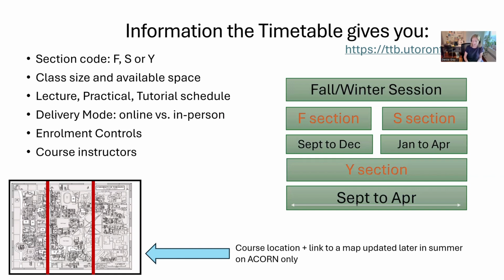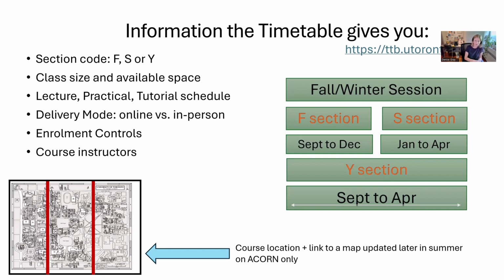Enrollment controls, which are tools that the faculty puts on courses to restrict enrollment to certain categories of students. So maybe it's restricted to first year students only, like first year foundations courses or one's program courses, or maybe enrollment controls give priority to students in certain categories, like biology and chemistry have priority enrollment for life science students.